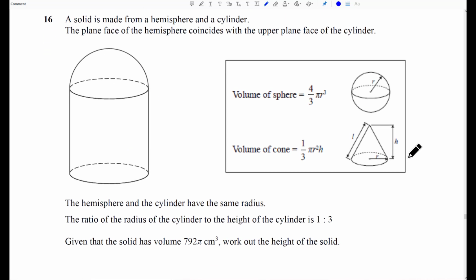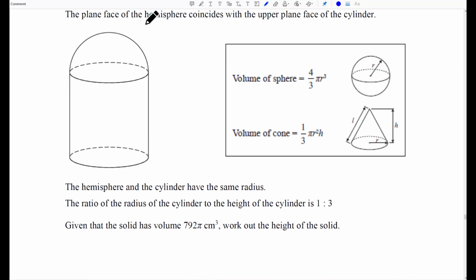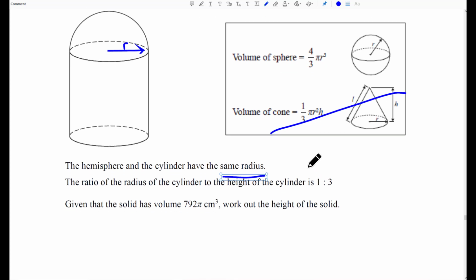Okay, 16. Right, so the plane face of the hemisphere coincides with the upper plane face of the cylinder. That just means these connect with each other. They have the same radius. Well, that should be self-evident. Now we've got the volume of a sphere here. They've given us the volume of a cone. There's no cone in this, so we could ignore that. The ratio of the radius of the cylinder to the height of the cylinder is 1 to 3. So I'm just going to call that 1.